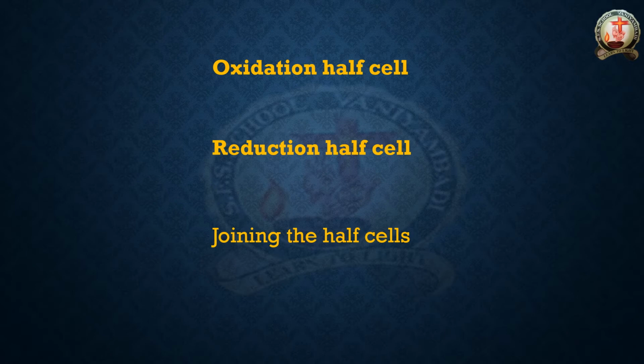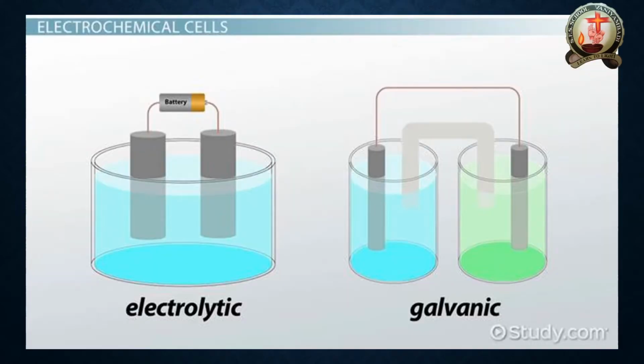The oxidation is happening at the metal strip, while the reduction is happening in the aqueous medium. So the metal strip and the aqueous medium are joined by one medium, the joining of the cells. See, now I am going to show that. This is an electrolytic cell, this is a galvanic cell. Now I am explaining this one: the zinc metal is dipped in the copper sulfate solution, and the copper metal is inserted in the zinc sulfate solution.